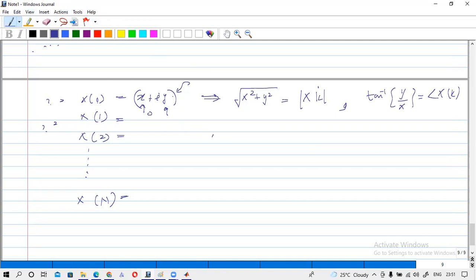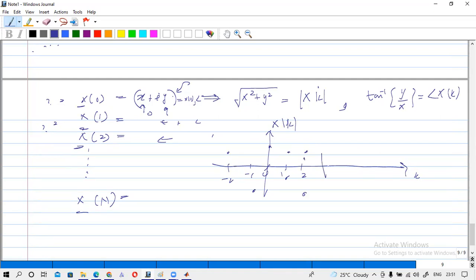So this x0 has some magnitude and has a phase. This one also has a magnitude and has a phase. This one also has a magnitude and has a phase. So if you plot the magnitude of this xk with respect to k, you will have some value like this. We don't know, k is equal to 0, 1, 2, and k can be -1, -2. There you will have some magnitudes. We don't know what the magnitudes are, any magnitudes you can get.